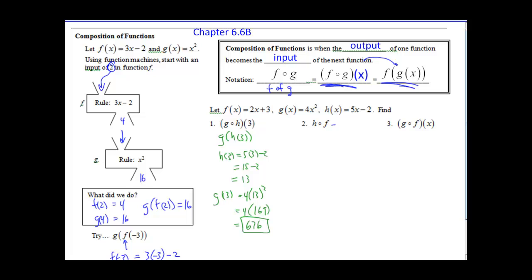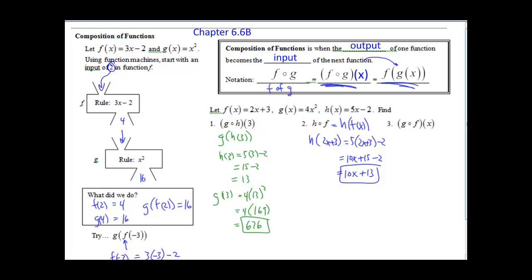Okay, 2. Now we're going to do h of f, which is actually written, because we might be confused, h of f of x. So we're just taking the actual whole function. So take the f function and plug it into h. So h of 2x plus 3 is equal to 5 times 2x plus 3 minus 2. Distribute: 10x plus 15 minus 2, 10x plus 13.